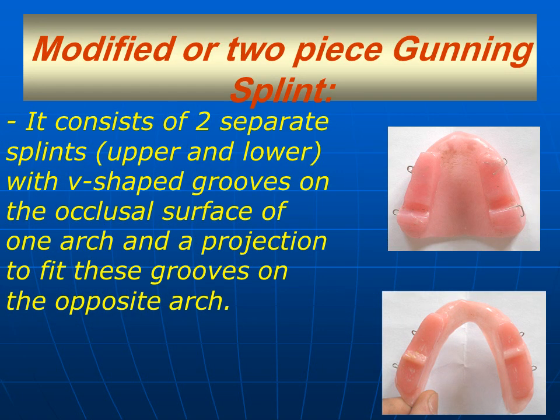That's why we shifted to the modified gunning splint, or what we call the two-piece gunning splint. The two-piece gunning splint consists of two separate splints, one for the upper and one for the lower. Also, we place V-shaped grooves on the occlusal surface, similar to that made during centric registration. I place it on the occlusal surface of one arch, and I will have a projection in the opposing arch. Whether in the upper or in the lower, it doesn't differ. These projections will fit into the grooves of the opposite arch to maintain the relation between the two parts.